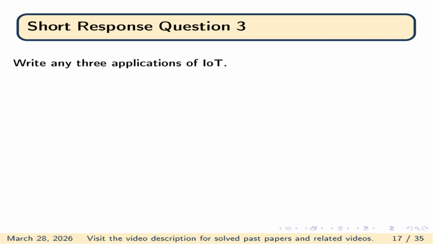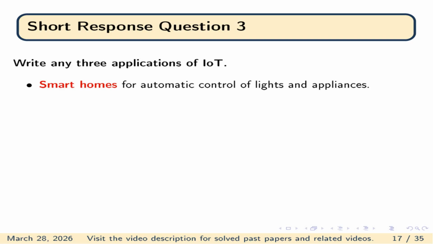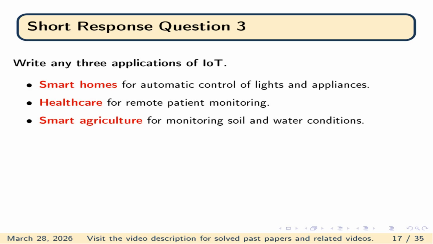Write any three applications of IoT: smart homes for automatic control of lights and appliances, healthcare for remote patient monitoring, smart agriculture for monitoring soil and water conditions.